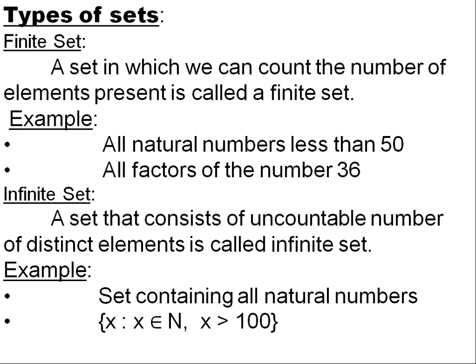Another example, where x is an element of the set such that x belongs to N and x is greater than 100. Again, the natural numbers which are greater than 100 are infinite. We cannot count them. So that's why this set is going to be an infinite set.